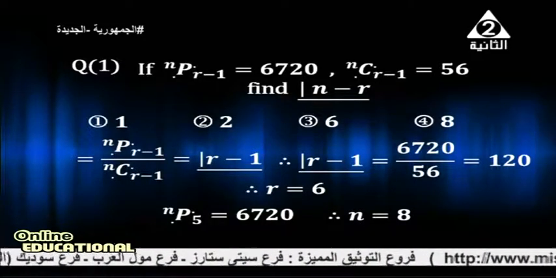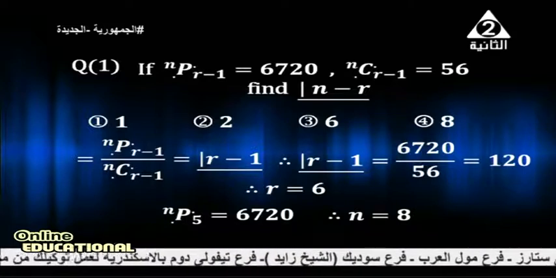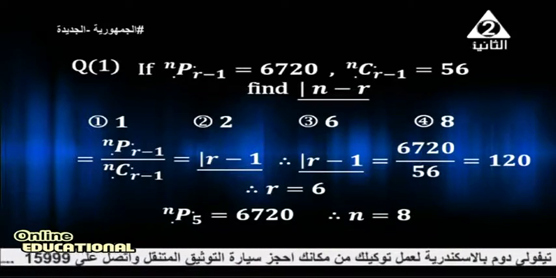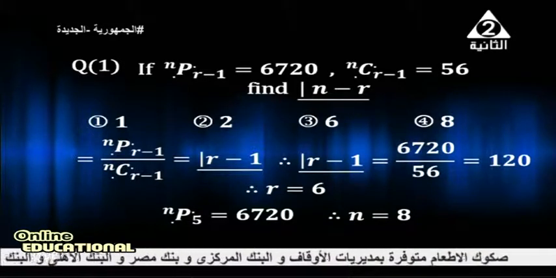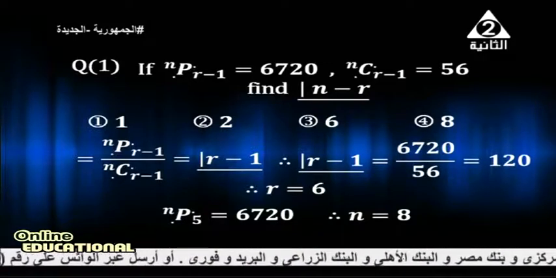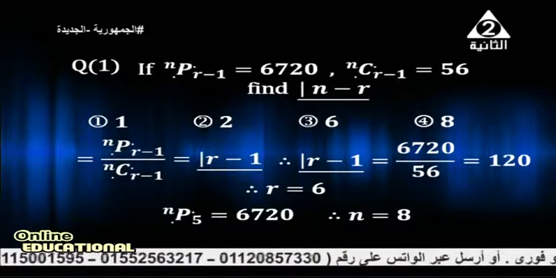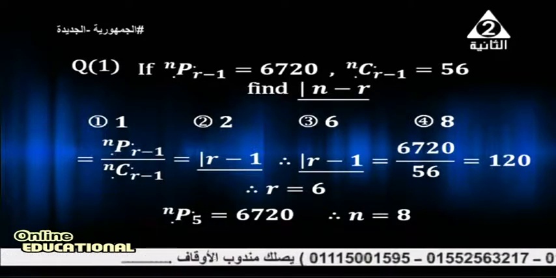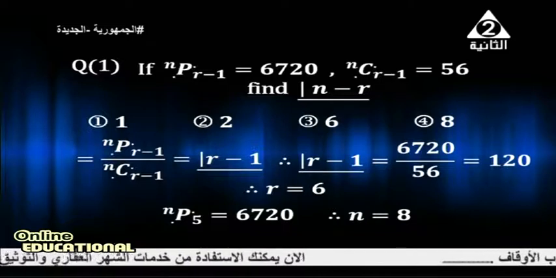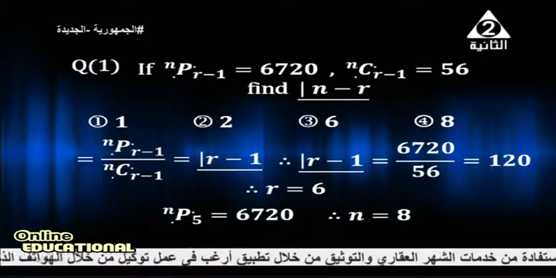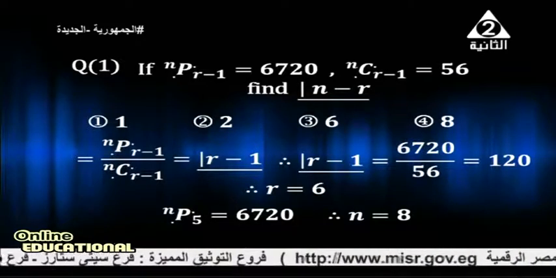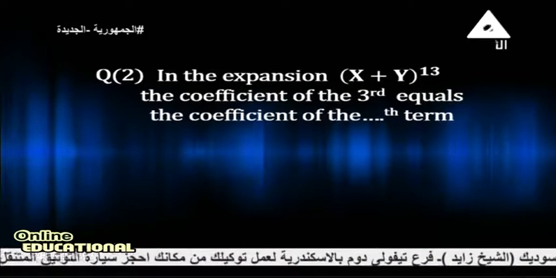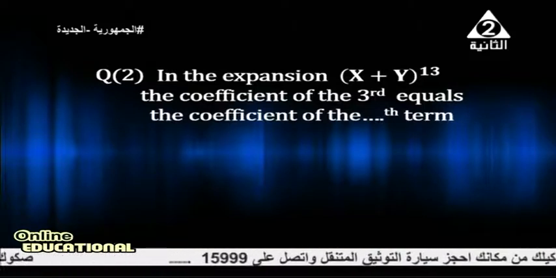Then, my dear student, we know that nPr minus 1 equals 6,720. Therefore, by substitution, r equals 6. Then nP6 equals 6,720. What is the n? nP6 equals 6,720. Therefore, we deduce that n equals 8 and r equals 6. After that, we find the factorial n minus r by using the calculator.